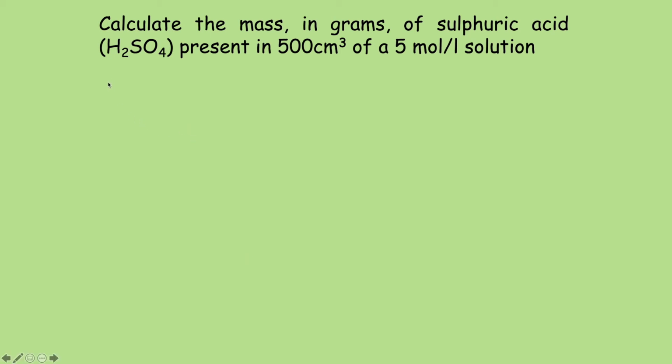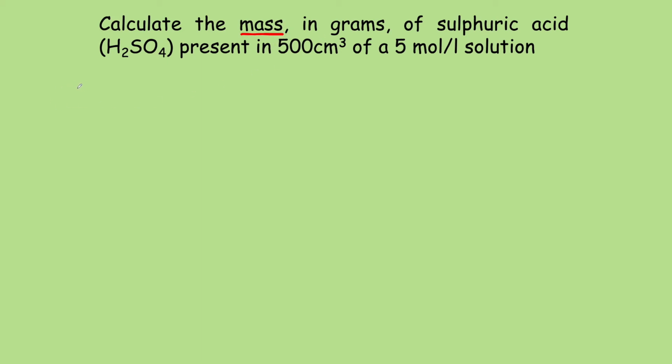Okay, for this last one, it's going to be a little bit different. Now we're going to start off and just read the question first. It says, calculate the mass in grams of sulfuric acid present in 500 centimeters cubed of a 5 mole per litre solution. Now you'll notice there's something different about this question compared to the other two. It wants us to calculate the mass.